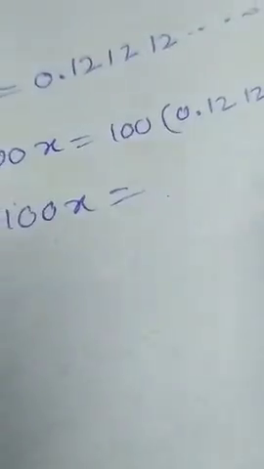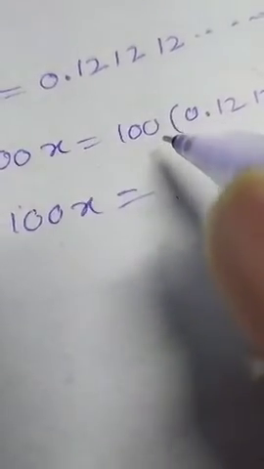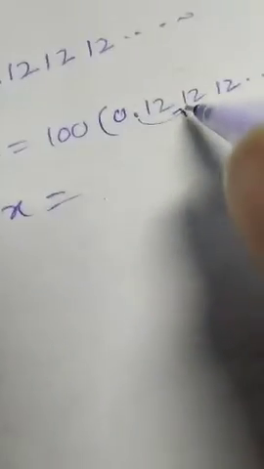Okay, multiply by 100 on the right hand side. Now I am multiplying by 100. When you are multiplying by 100, the decimal point moves right by 2 digits. So where do we have to keep the decimal point? Here, after 2 digits. So what you will get? 12.12, 12, and so on. Okay, I multiplied by 100. So you will get 12.12.